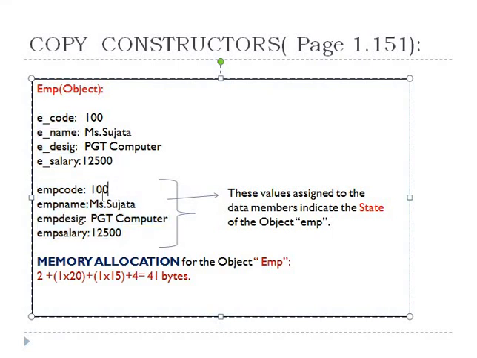Now if you look at these values, that is 100 for the data member EMP code, Sujata for EMP name, computer for EMP desig, and 12500 for EMP salary, these values indicate the state of the object known as EMP. So why is it like that? This is because these are the data members of the class, EMP code, EMP name, EMP desig, and EMP salary. When we assign some initial values into the data members of the class, those values will indicate the state of the object that shall be created out of that class.